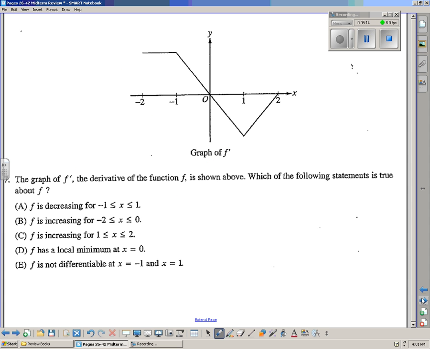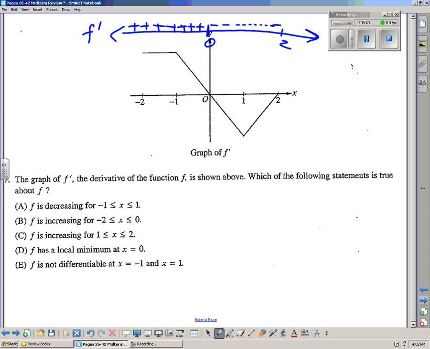We have the graph of f prime, the derivative of f, shown above. Which of the following statements is true about f? So here's another question where I feel if you draw a little number line of f prime, telling whether it's positive or negative, this will be very easy for us to do. Since the graph of f prime is above the x-axis, we are positive from -2 to 0, and the derivative is negative from 0 to 2.